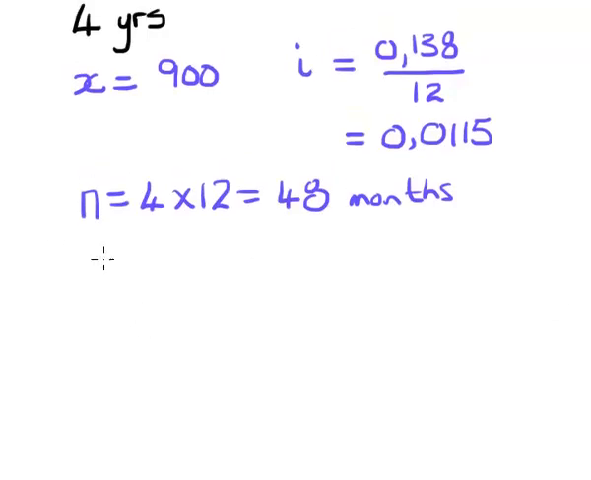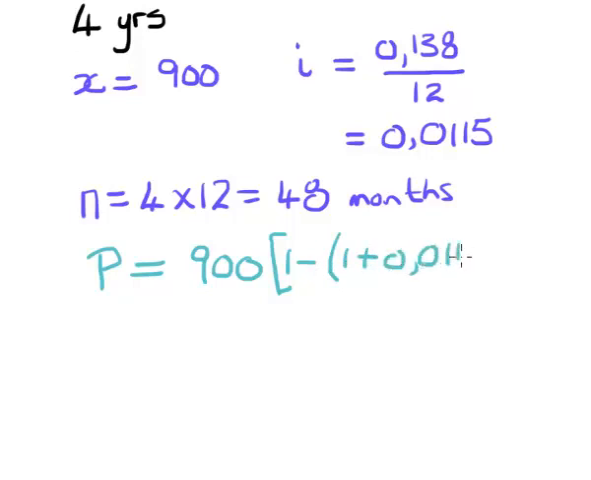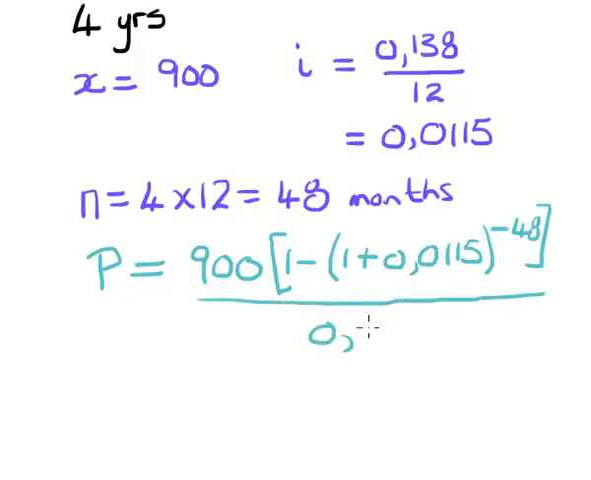Okay, so P is equal to our X value, which is 900, 1 minus 1 plus our I value, which is 0.0115. Be careful you don't leave out that 0 there. And we've got to raise it to the negative 48. Remember to be careful with that as well. And then we're dividing that by 0.0115. A little bit easier to put into the calculator.